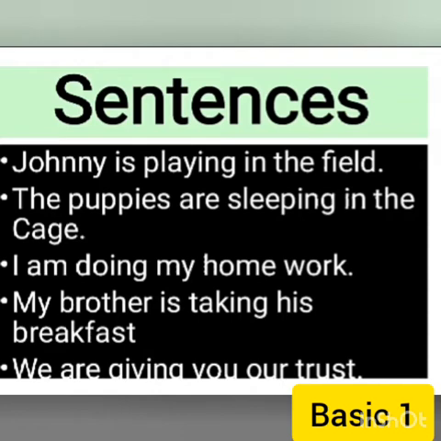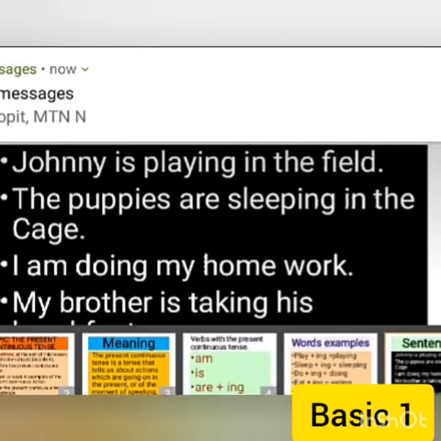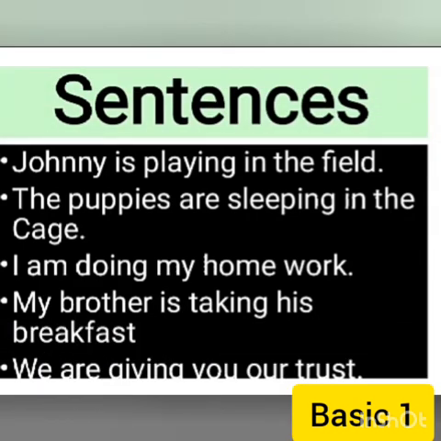In sentence number 2, the puppies are sleeping in the cage. You can see that in sentence number 2, are is the be verb, while sleeping is the present continuous tense of the verb. Now let's look at sentence number 3. I am doing my homework.